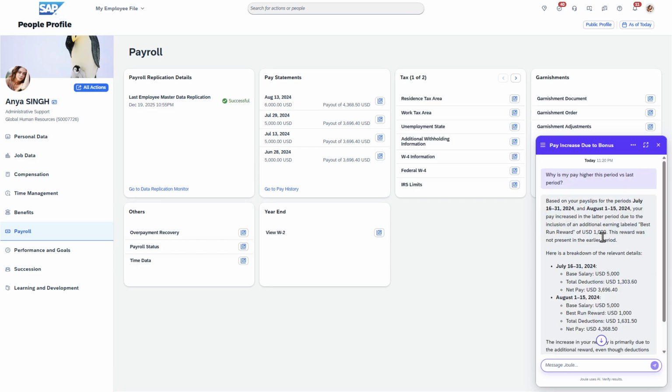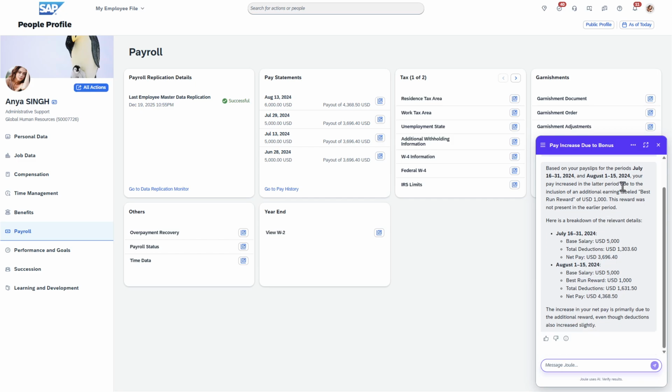And so now, like I said in my previous video, this might be something that someone would create a ticket on or have questions on. Usually more when you get less money, but you know what I mean. In this case, it actually tells it inclusion of an additional earning labeled best run reward of USD 1000, and it was not present earlier.